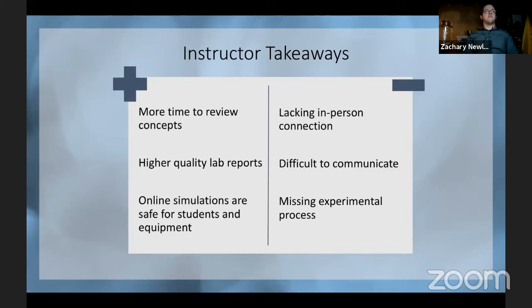Something else they thought was positive is that the online simulations are very safe for the students, as they didn't have to worry about breaking equipment or anything like that. And then on the negative side of things, they're lacking that in-person connection that a lot of laboratory instructors enjoy, and they feel that they don't get to develop the rapport with their students that they usually do. They also feel that it was difficult to communicate their expectations of the students, while they're also missing the experimental process of that trial and error that WPI finds to be very efficient.